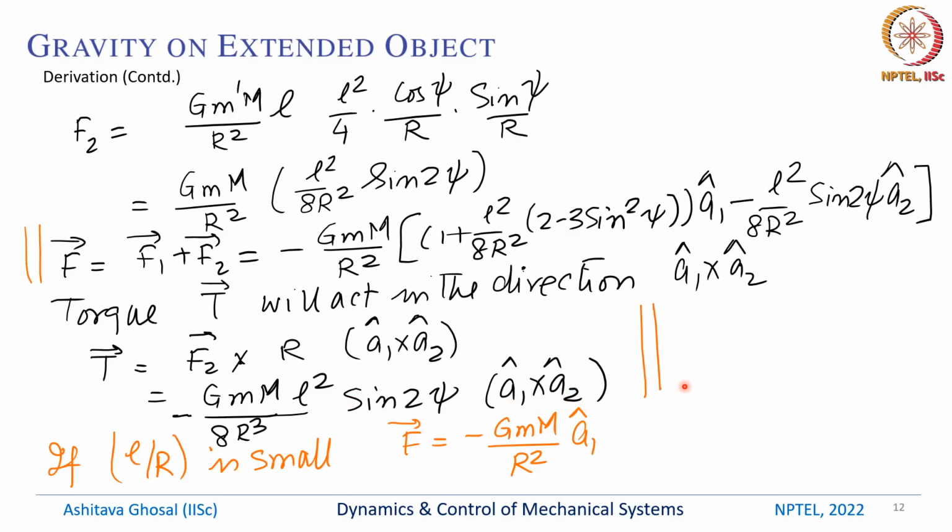Little bit, yes, because if this length of this extended object divided by R, which is basically the radius of the earth or some large distance, is small, then we get F is minus GMM by R squared along A1. Okay, so if you have a particle, not an extended length, then it is just simply acting, there's a gravity which is pulling it towards the center of the earth, okay, which is this.